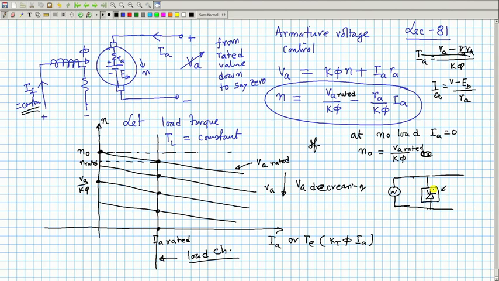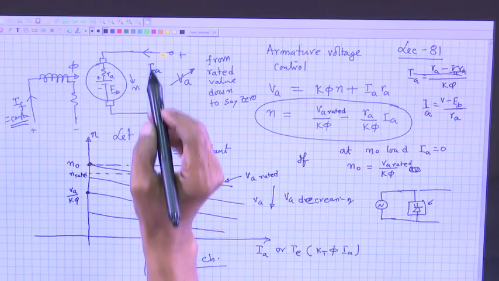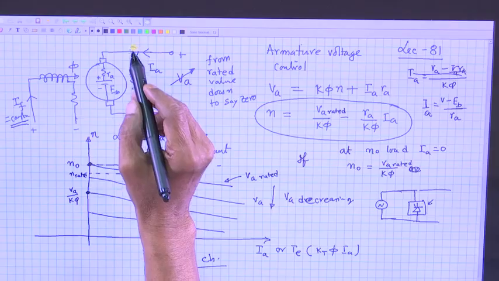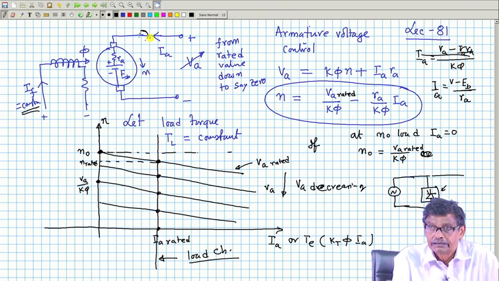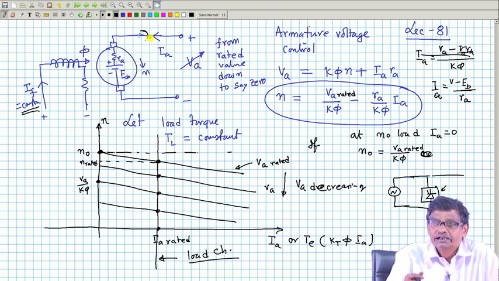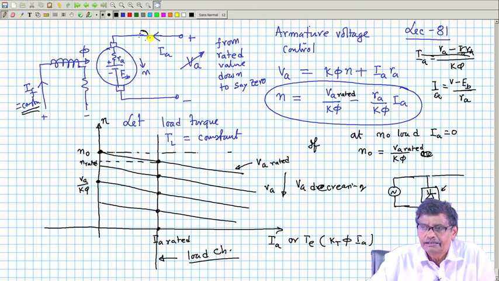What is the advantage of this method? With respect to the previous one, no external resistance I am carrying, and when you do this armature voltage control for a constant load torque, what is this ammeter reading? Ammeter reading will remain same at its rated value. Of course, during the transient period when the machine is looking for the new operating point, it may change, but finally at the steady state point armature current will remain constant at rated values.